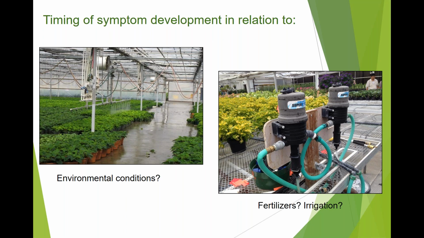For example, environmental conditions. Was it particularly cold and cloudy for several days before you started seeing some gray, fuzzy mold on your geraniums, for example? Or is there a problem with irrigation? Did things get skipped? Was the timing off, and then you started to see symptoms in the plant? How about your fertilizers? Was there a problem with the injector? Maybe things didn't get fertilizer like they were supposed to. These are things to think about that can indicate some of the abiotic or biotic issues that might be contributing to the symptoms that you're seeing.